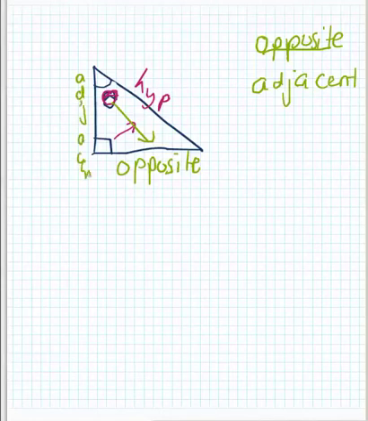Sorry, it didn't come out good. But this side here is the adjacent. So we've got hypotenuse, opposite, which is opposite the angle given to us, and adjacent, okay?